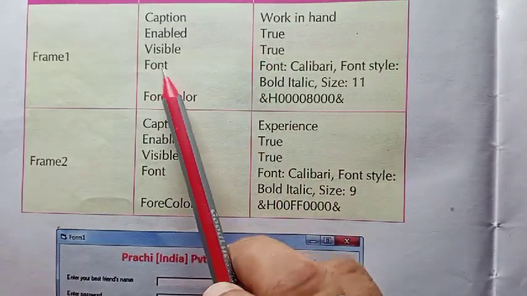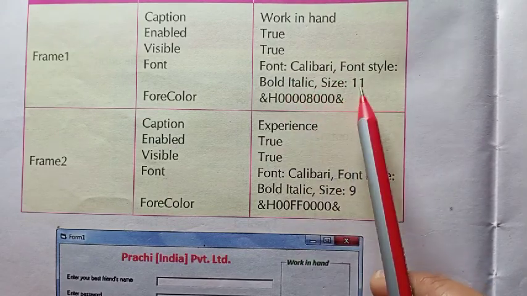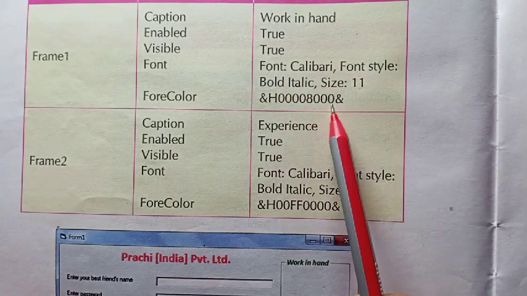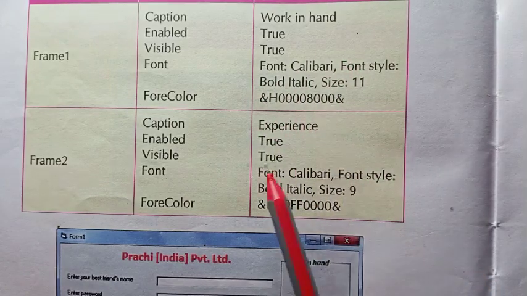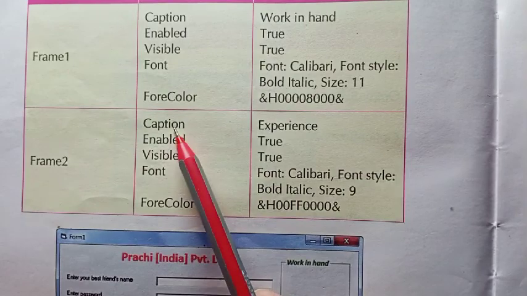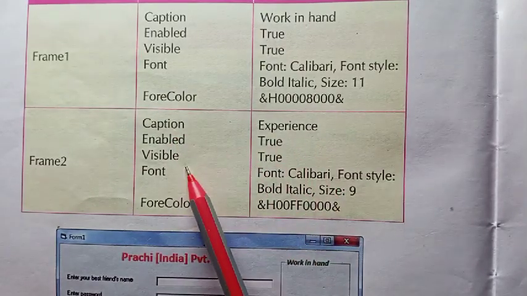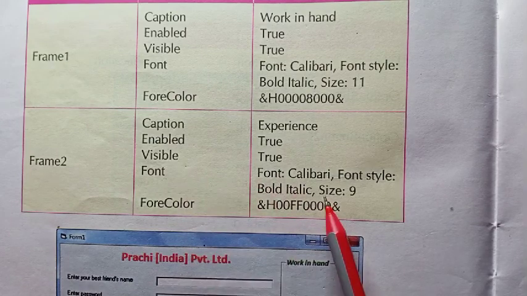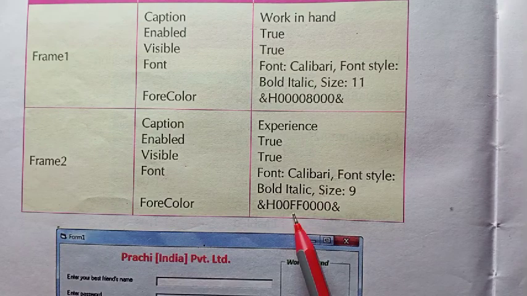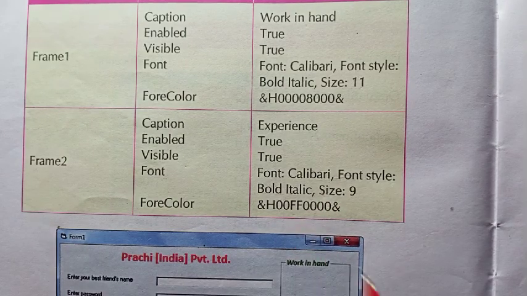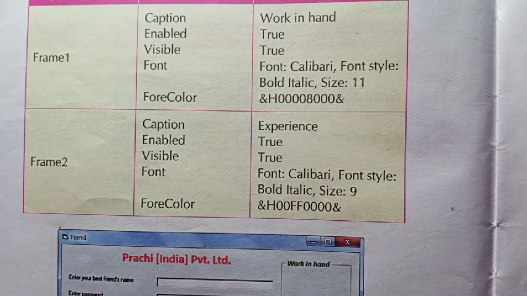Then the font, we are going to keep font Calibri, font style bold italic. Size is going to be 11, and this is the color. So this is solely your choice. What do you want to keep this as? Then the second frame that we have created, the caption will go as experience. Again, enabled will be true and visibility will also be true, and we will choose our own desired fonts and the fore color, that is the color of the font. So these are the properties that you will be generally changing of a frame.